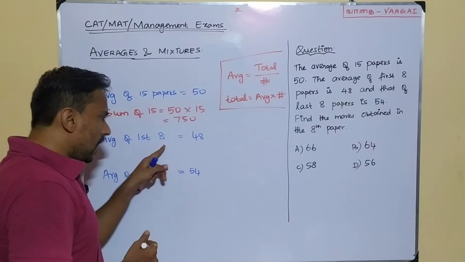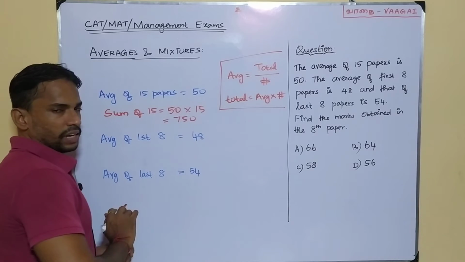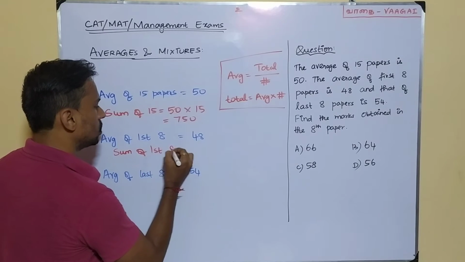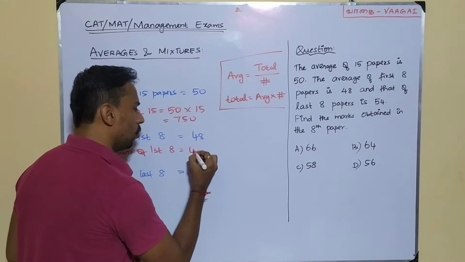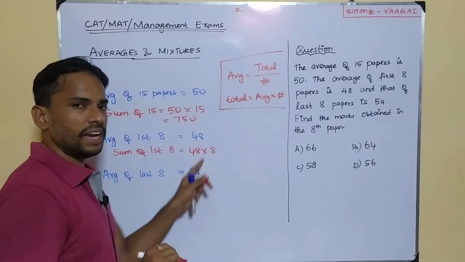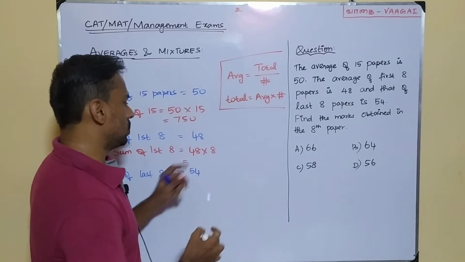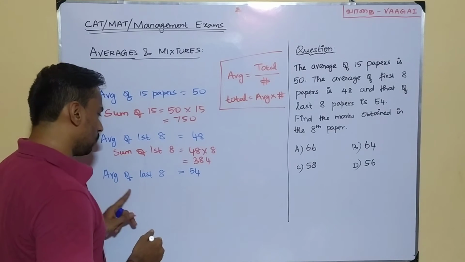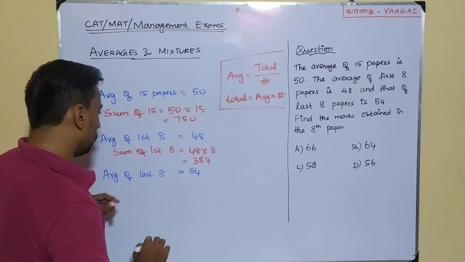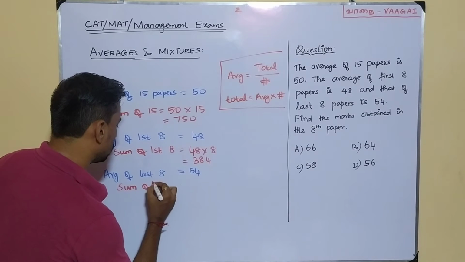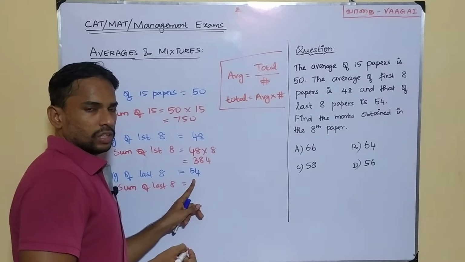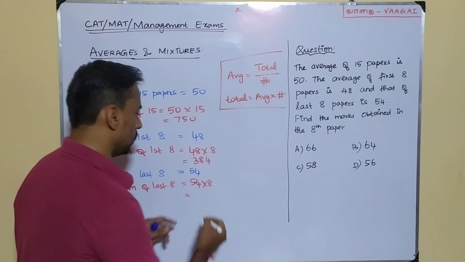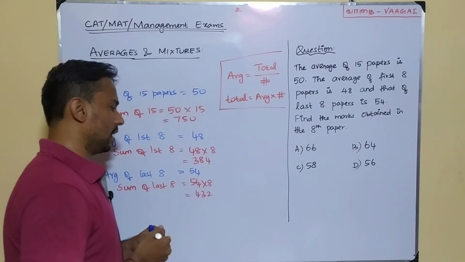In the same way we'll calculate the totals here also. The average of the first 8 papers is given to be 48, so the sum of the first 8 papers is 48 times 8, which will be 384. This also we will note here. Next, the average of the last 8 papers is given to be 54, so here I can find the sum. The sum of the last 8 papers is 54 into 8, which will be 432. Fine.